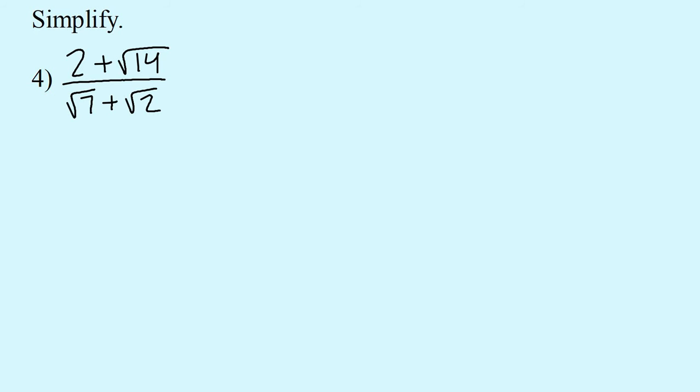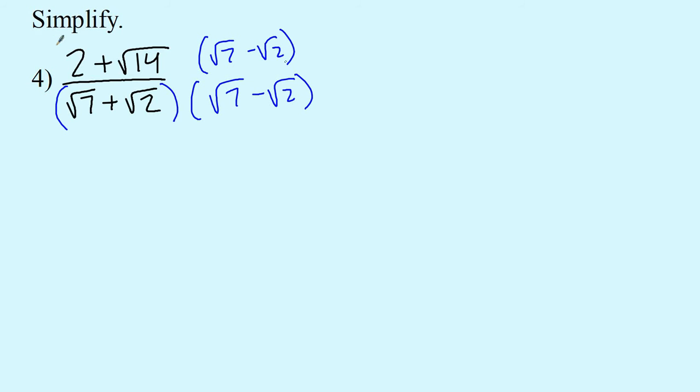Okay, let's do another one. All right, so we don't like the denominator. I don't care what the numerator looks like. The denominator is my problem. So multiply by its conjugate. And FOIL it out. Ooh, and I kind of covered up that 2.